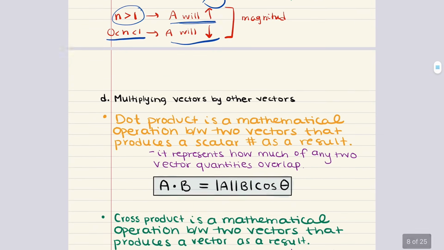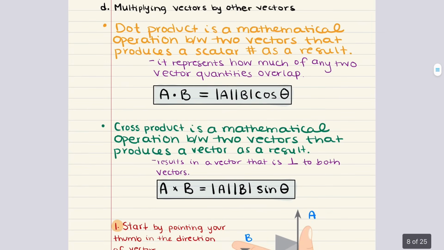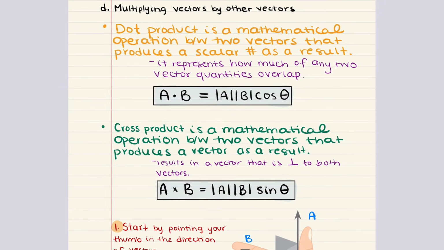Now, the last thing we want to discuss in regards to vectors is what happens when we multiply vectors by other vectors. When multiplying vectors by other vectors, we have two key operations, the dot product and the cross product. Each of these operations serves a different purpose and produces different types of results. Let's start by discussing the dot product.